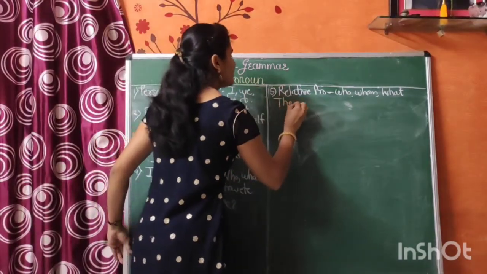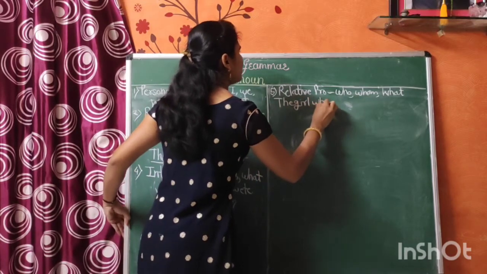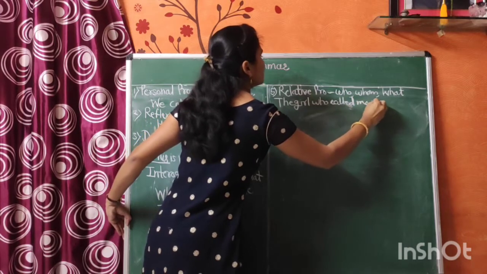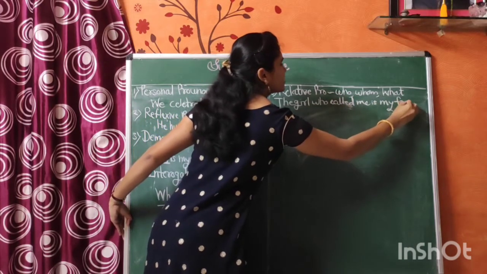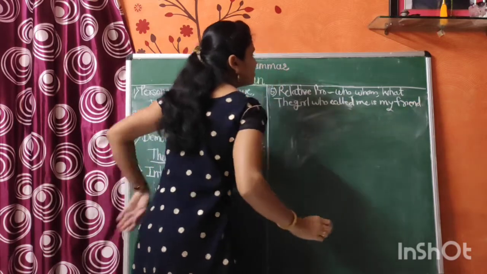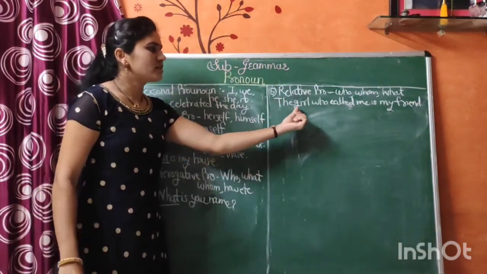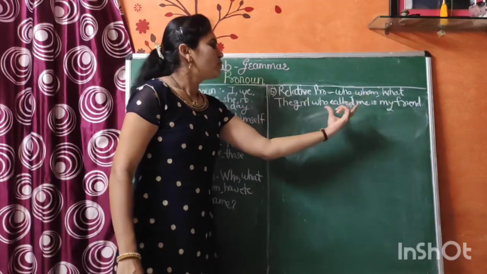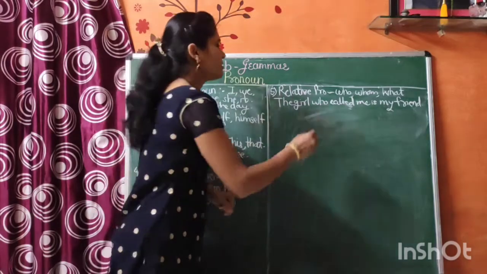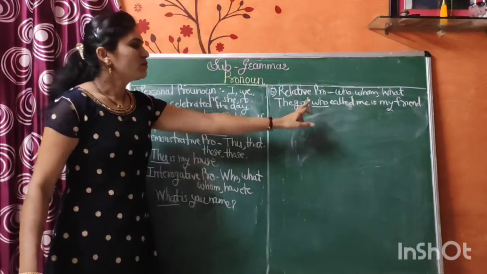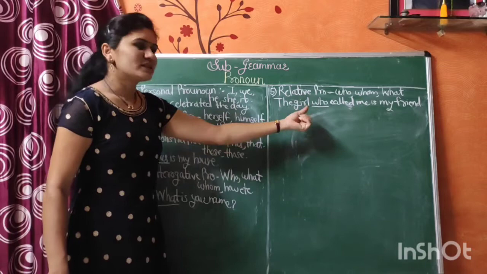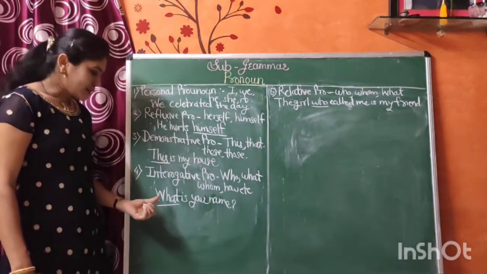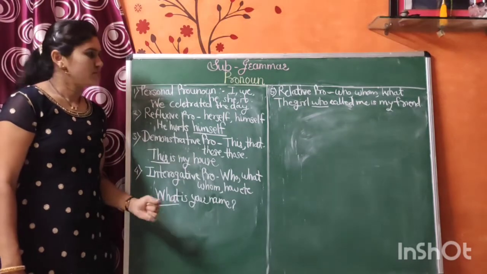The girl who called me is my friend. Here in this example there are 2 sentences. The girl called me, and she is my friend. These are the sentences which are joined by using the pronoun who. So in relative pronoun, the pronoun comes after the subject, and in interrogative pronoun, the pronoun comes at the beginning of the question.